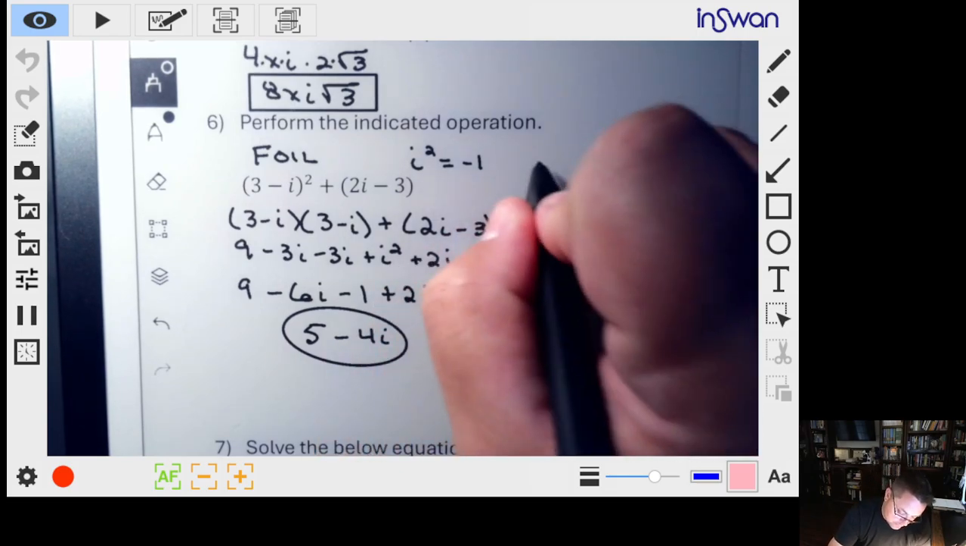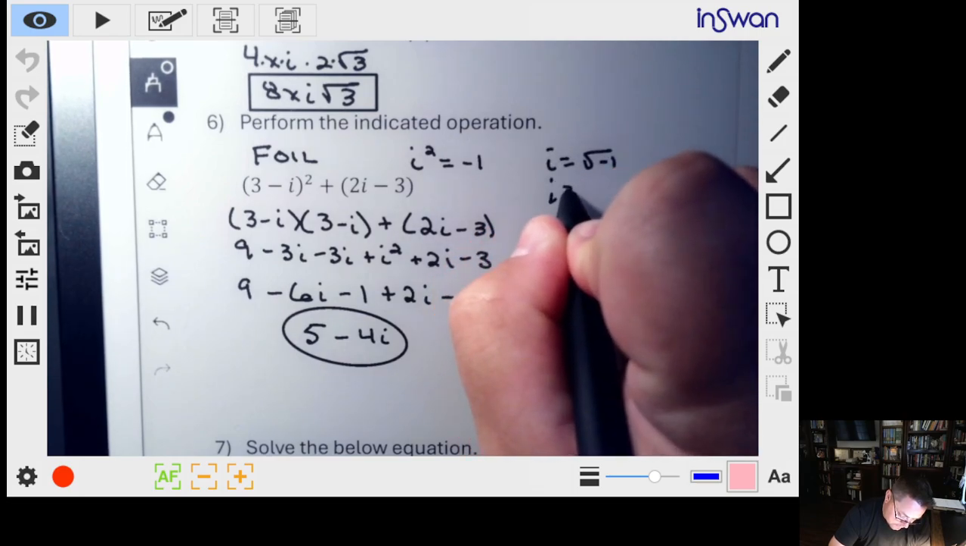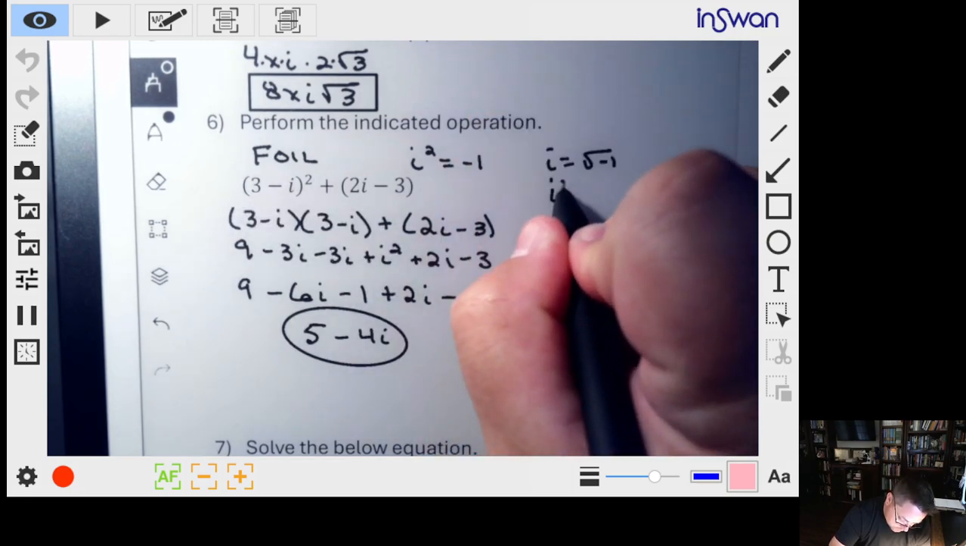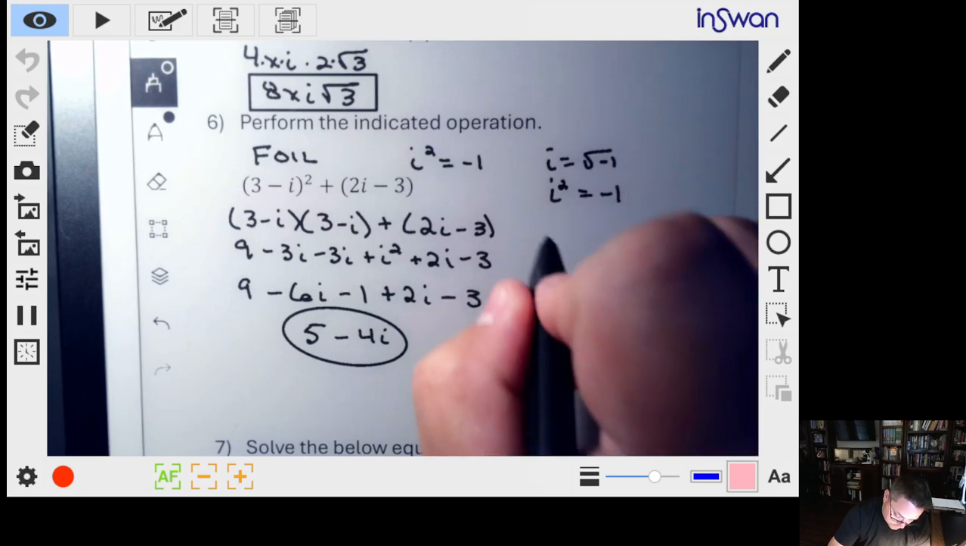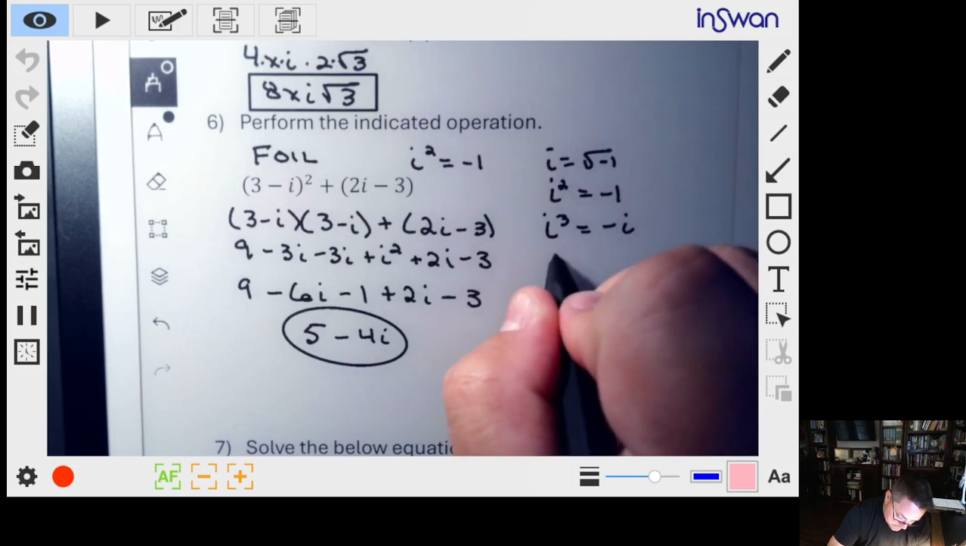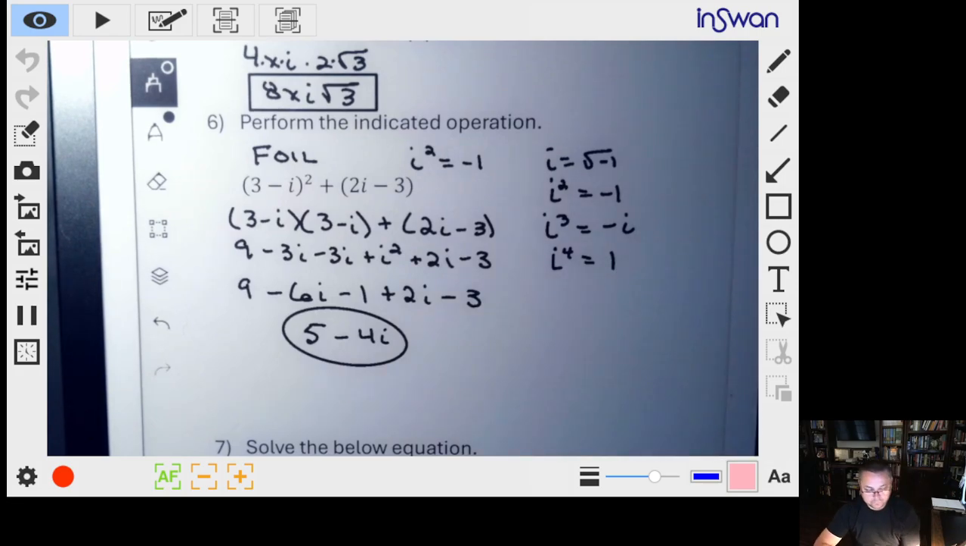So just remember, again, i is the square root of negative 1. i squared is negative 1. i to the third power is negative i. And i to the fourth power is positive 1. And I don't think in this class you're going to have a whole lot higher powers for i than that. But if you do, again, we talked about this cycle just repeats itself.